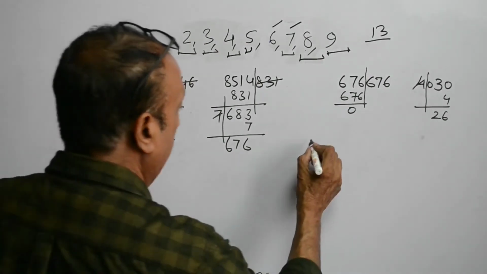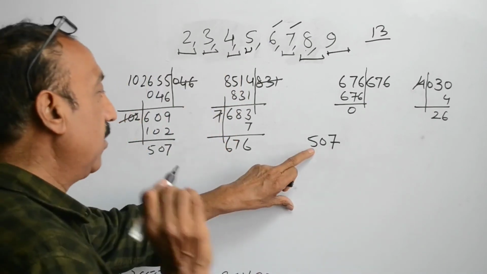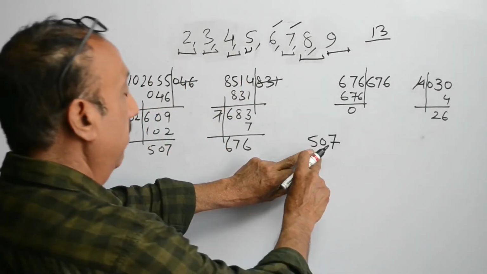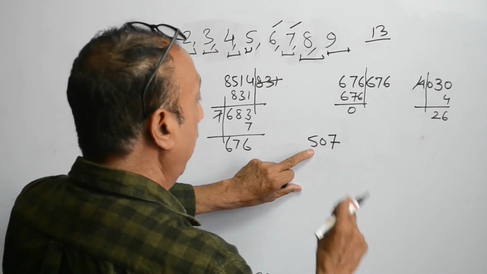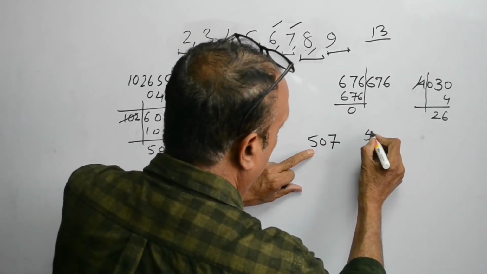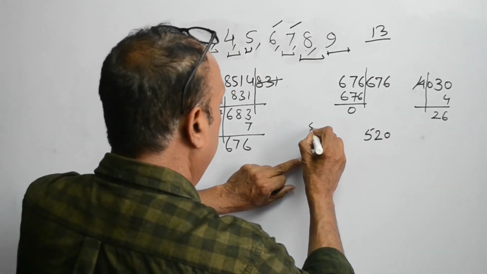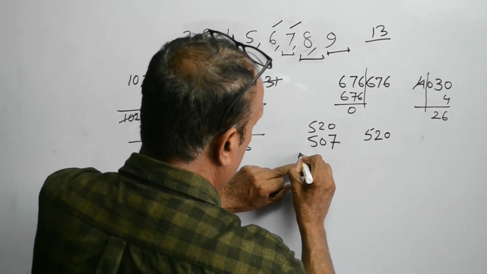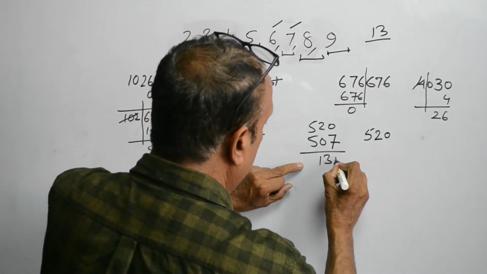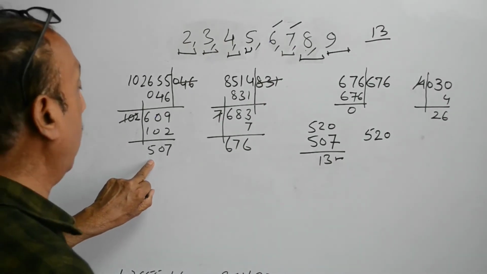Now to see whether 507 is divisible by 13 or not, think of a number very near to this number which is already divisible by 13. Very simple number. In my mind comes 520. 520 is divisible by 13. So from 520 deduct 507, we get 13. As 13 is divisible by 13, so 507 will also be divisible by 13.